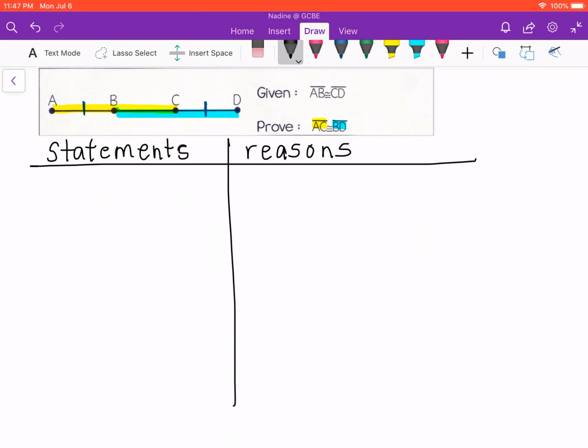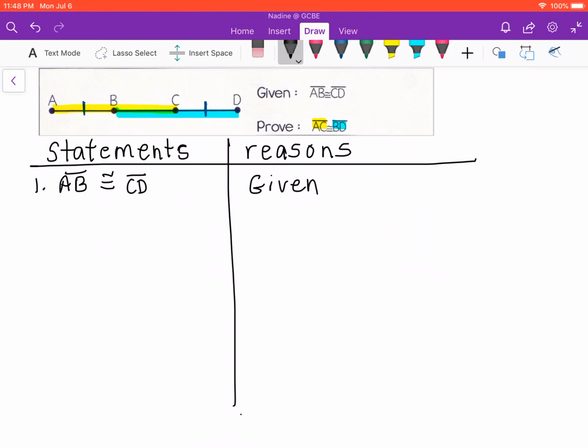So remember, when you're doing a proof, it should be a logical progression. That means from one statement to the next there should be some kind of flow to it. It should lead into the next statement. We always start off with our givens. So our given is segment AB is congruent to segment CD. Our reason is it's given.